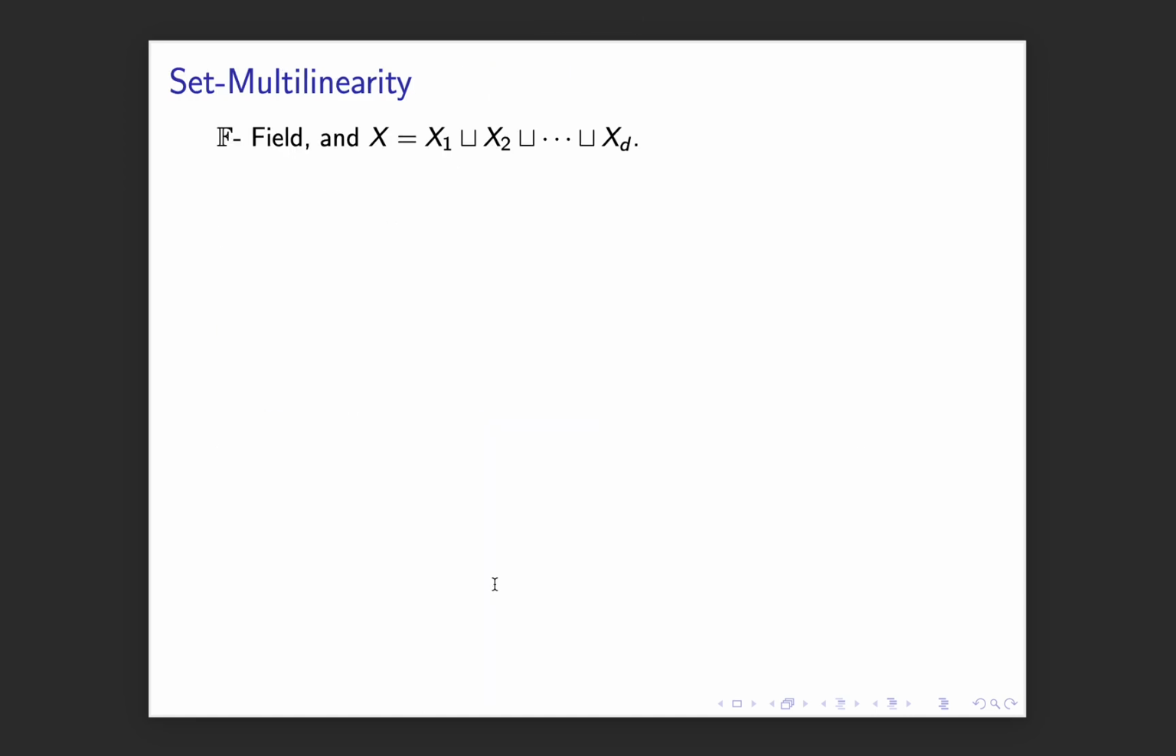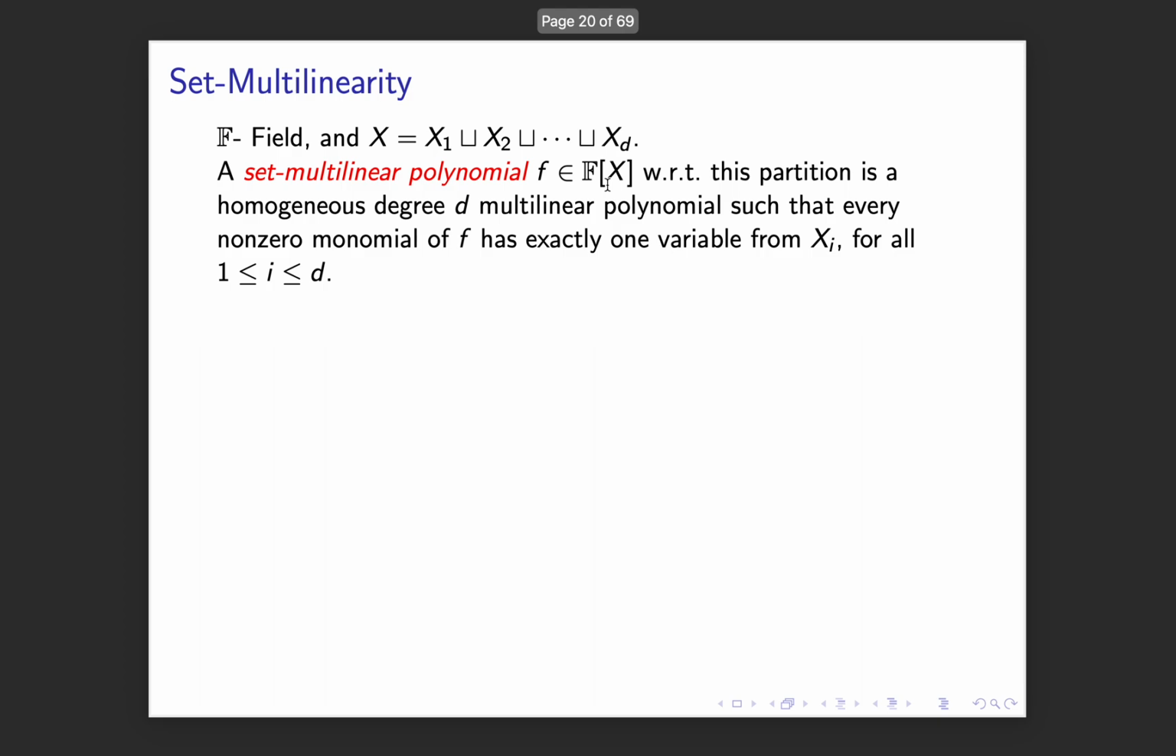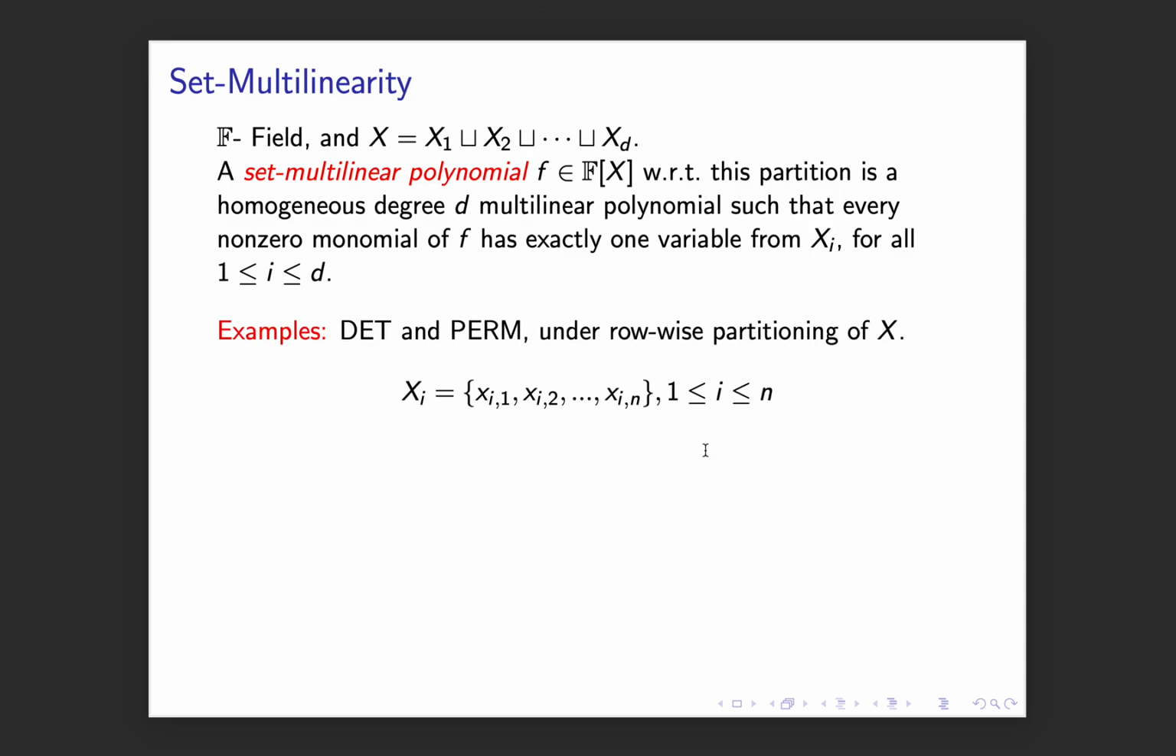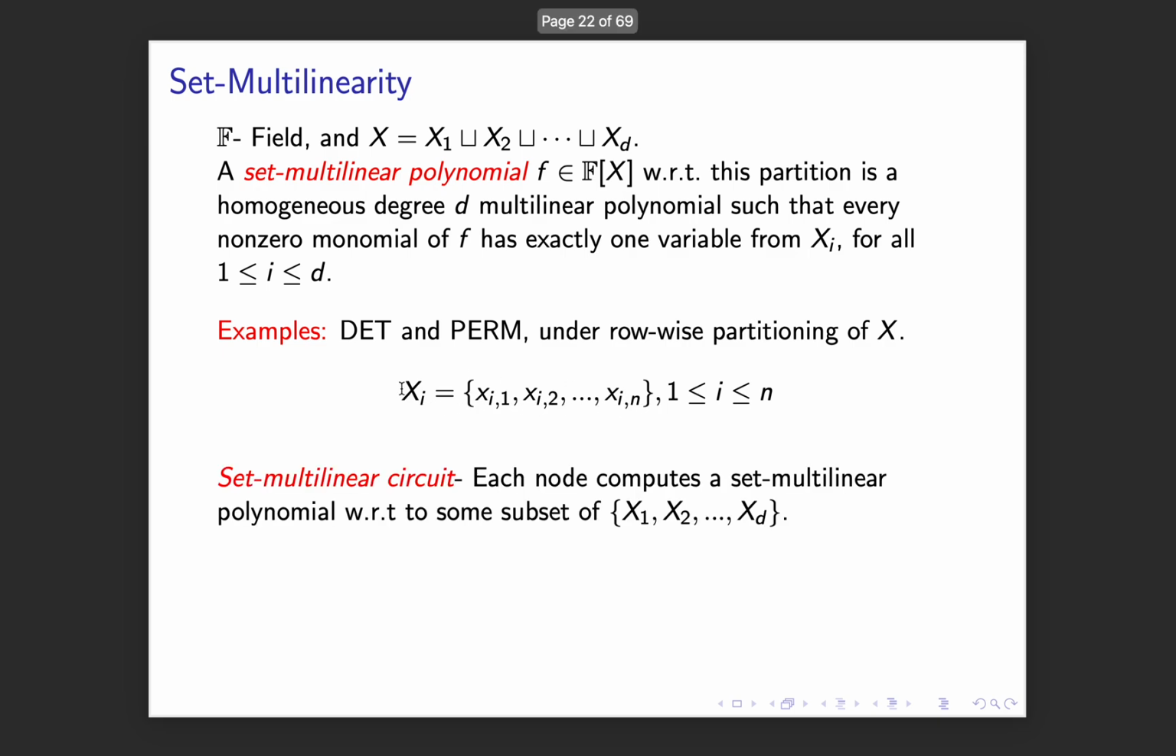Let's look at the notion of set multilinearity. Let F be a field and let X be partitioned into the sets X_1, X_2, so on up to X_t. A set multilinear polynomial f with respect to this partition is a homogeneous degree d multilinear polynomial such that every non-zero monomial of f has exactly one variable from X_i for all i. It's easy to see that the determinant and the permanent are set multilinear under row-wise partitioning of X. That is, you take the set of all variables in the ith row as X_i.